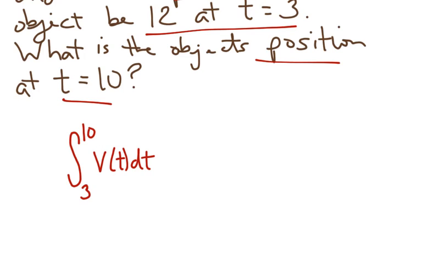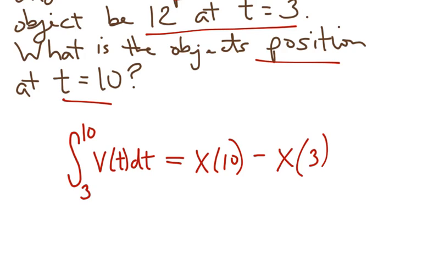Now, we should know from the fundamental theorem, or the evaluation theorem, that to evaluate this, we're going to use an antiderivative. And of course, the antiderivative of velocity is position. And so this is going to be x of 10, or s, or whatever the chosen variable for position is, p, even, if you like that one. It's going to be x of 10 minus x of 3.